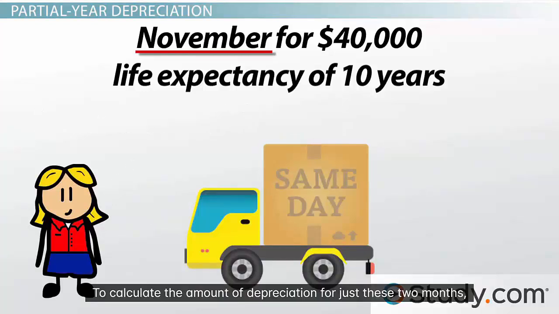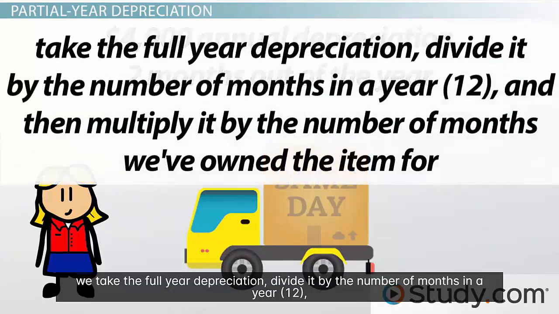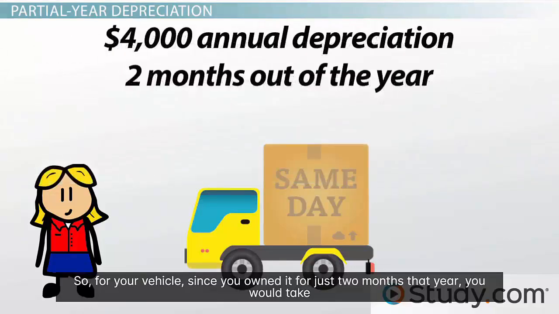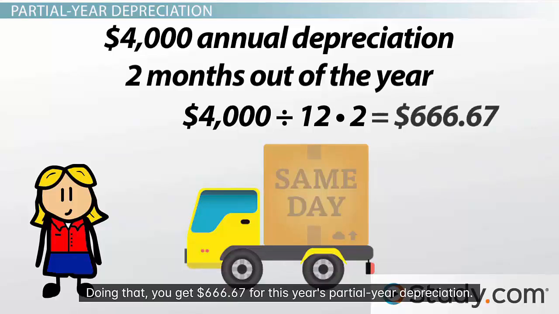To calculate the amount of depreciation for just these 2 months, we take the full year depreciation divided by the number of months in a year, 12, and then multiply it by the number of months we've owned the item for. So, for your vehicle, since you owned it for just 2 months that year, you would take $4,000, the depreciation for the full year, divided by 12, and then multiply it by 2. Doing that, you get $666.67 for this year's partial year depreciation.